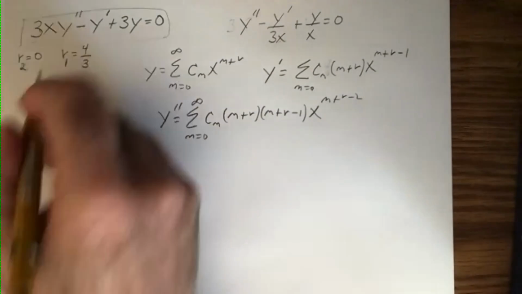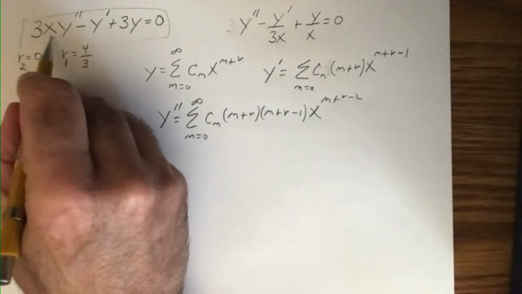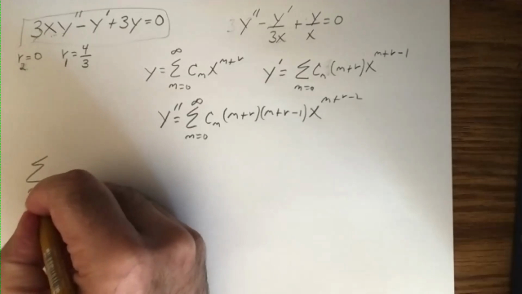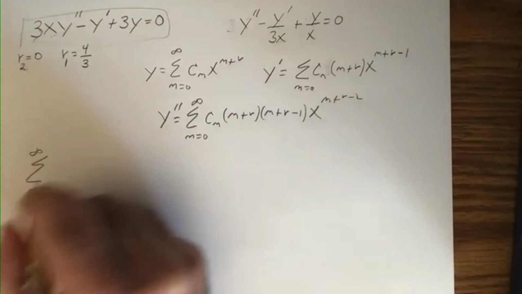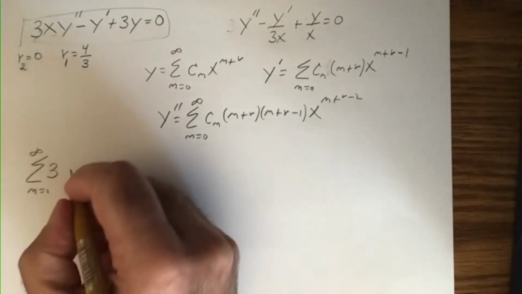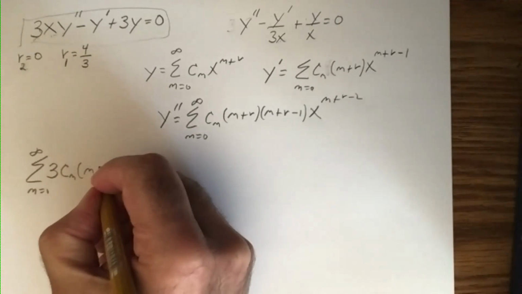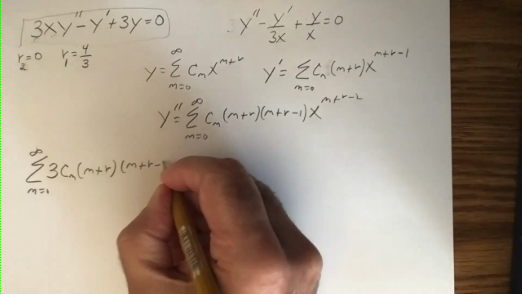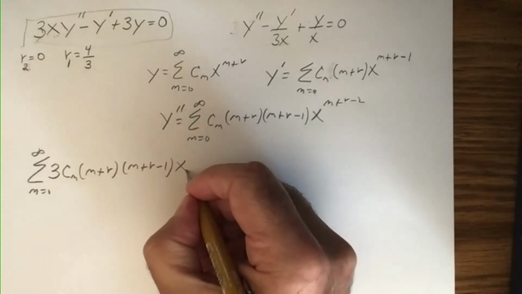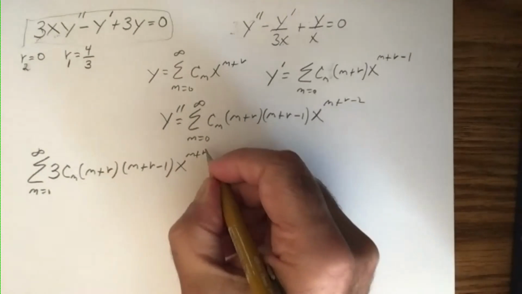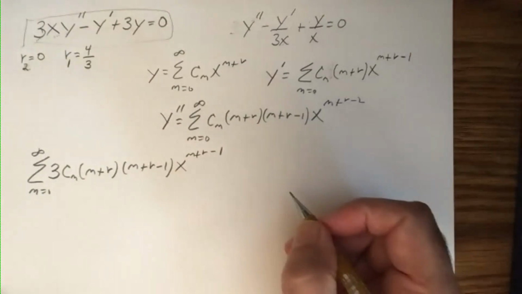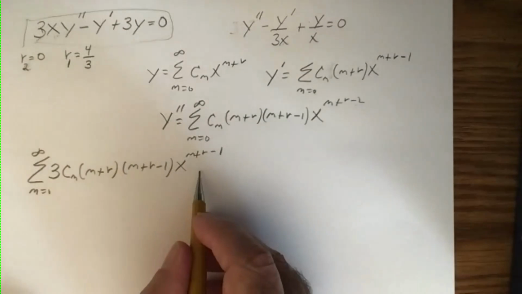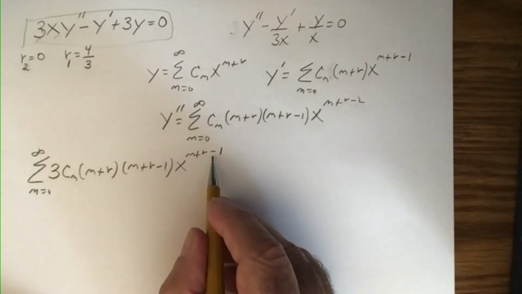All right, so let's see. First, I have a 3x here, so I'm going to write this as a summation, n is equal to 0 to infinity, and I'm going to bring in the 3, and then write this as c to the n, n plus r, n plus r minus 1, and x to the n plus r minus 1, right? Here I got a minus 2, but here I got an x. So when I bring the x in here, that's going to make this a minus 1.